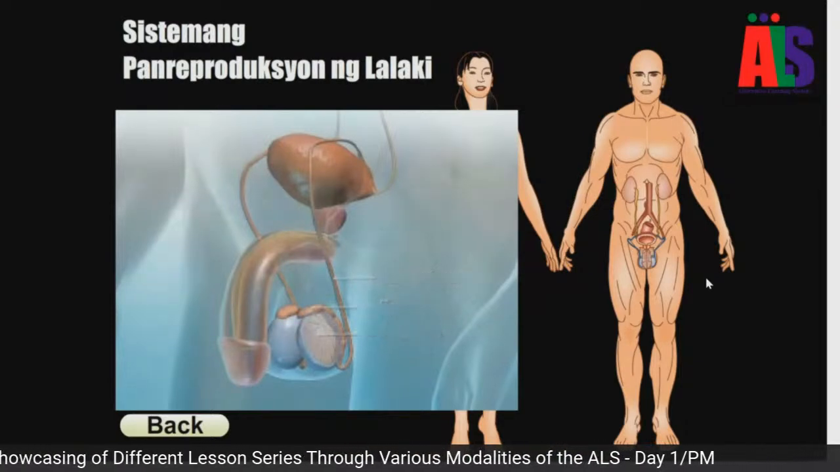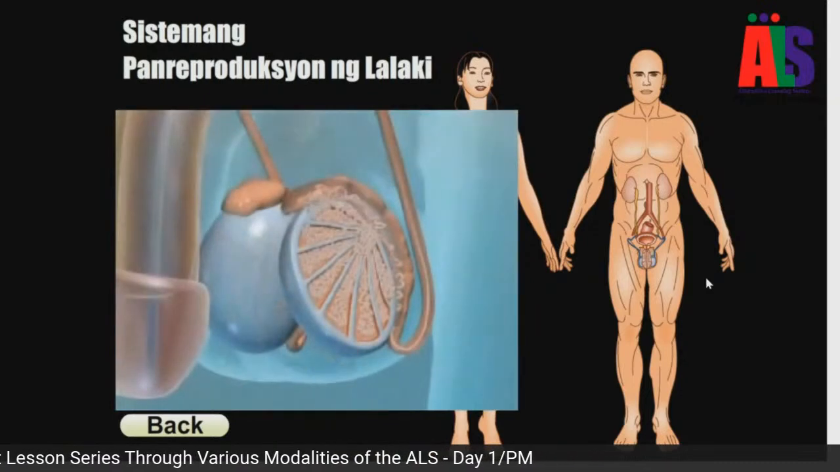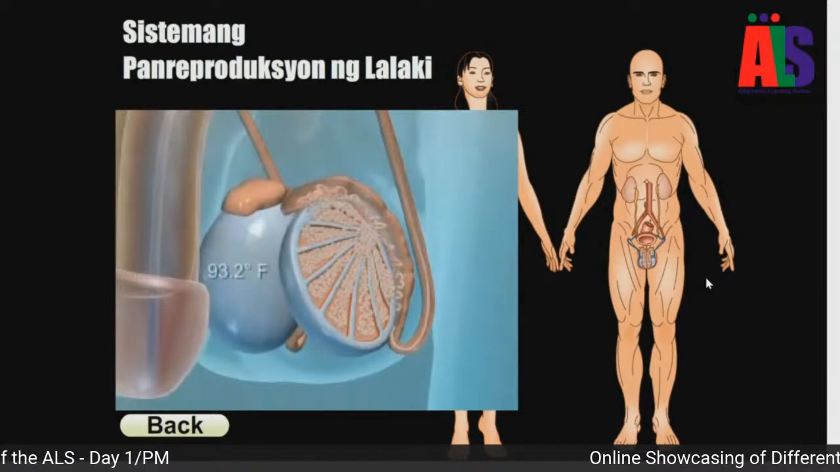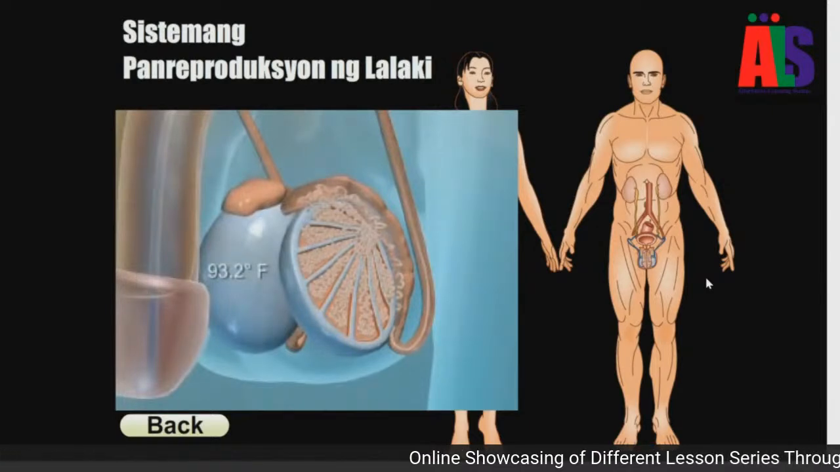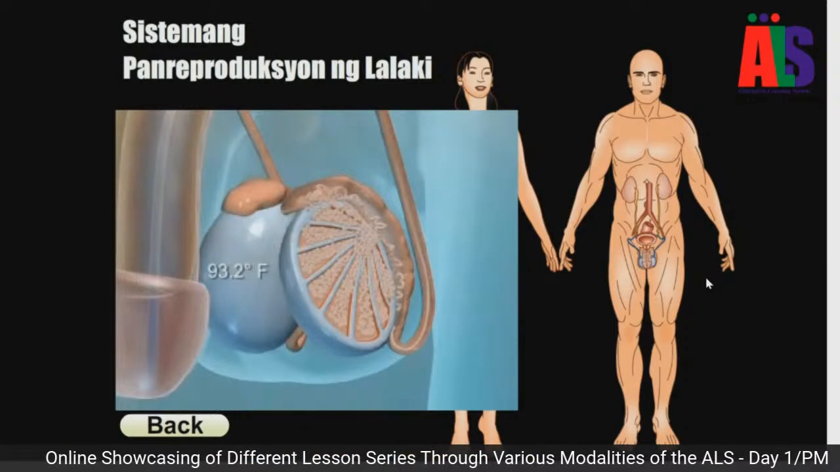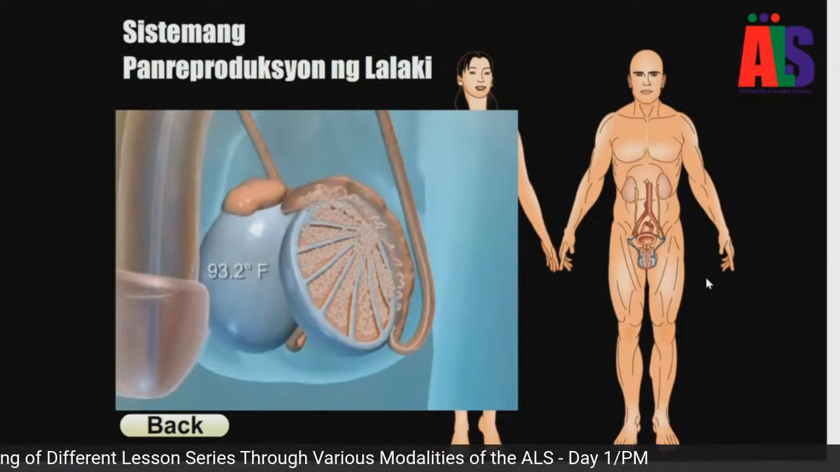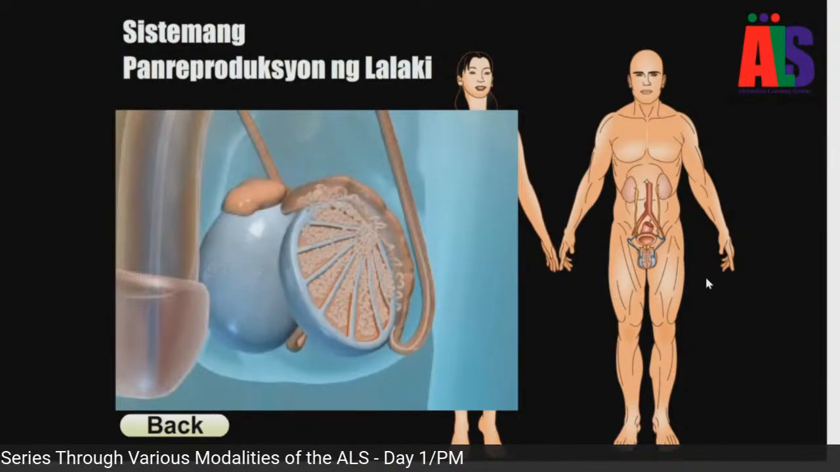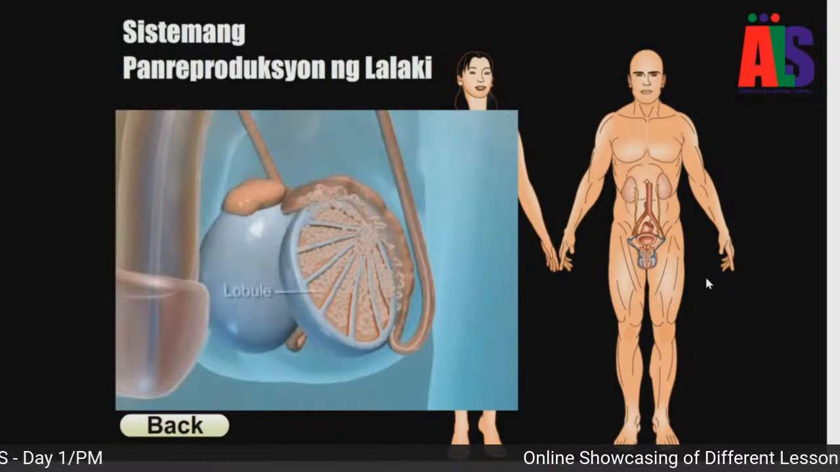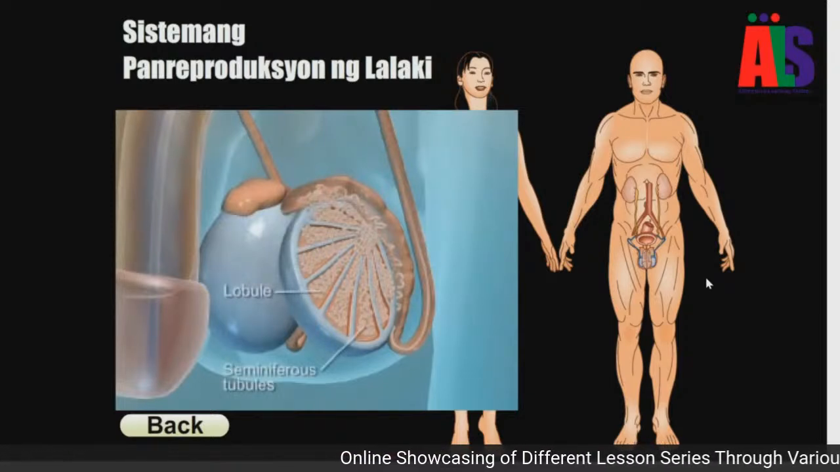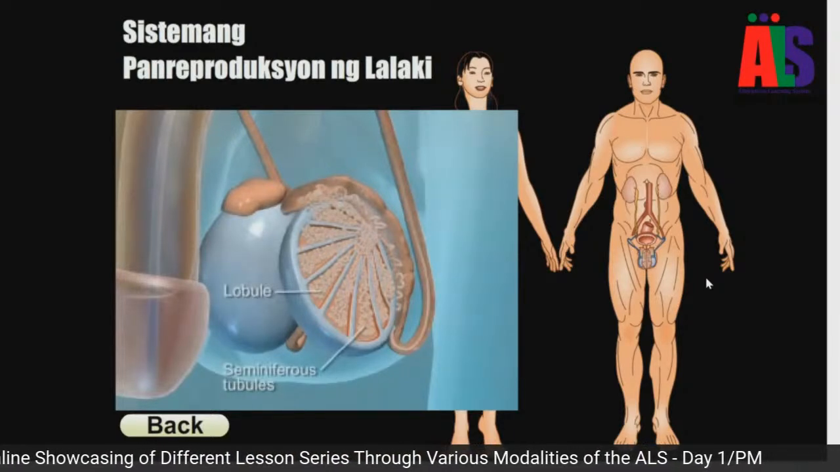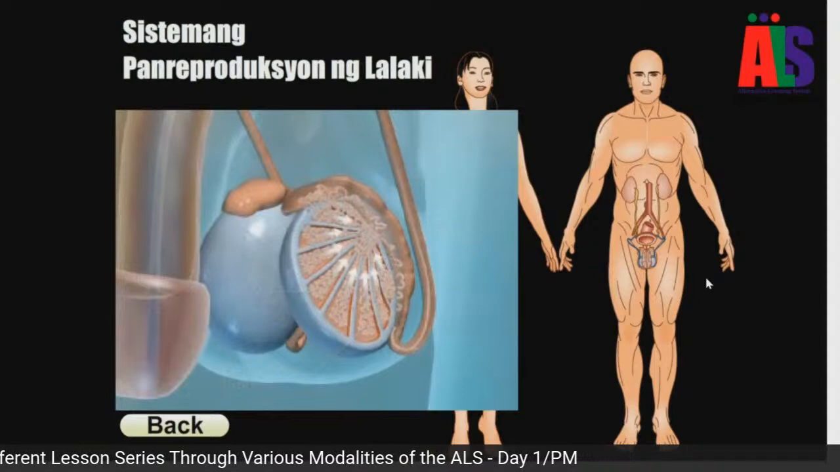Ang testicle ay nakagagawa ng mahigit 300 milyong sperm cell bawat araw. Ito ay posible lamang kung ang temperature ng testicle ay nasa 93.2 degree Fahrenheit o 34 degree Celsius. Pinapanatili ng scrotum ang ganitong temperature sa pamamagitan ng pagpapanatili nitong malapit ang testicle sa katawan. Ang loob ng testicle ay binubuo ng maraming lobules, 2 hanggang 3 seminiferous tubules. Dito nagsisimula ang paggawa ng sperm cells.